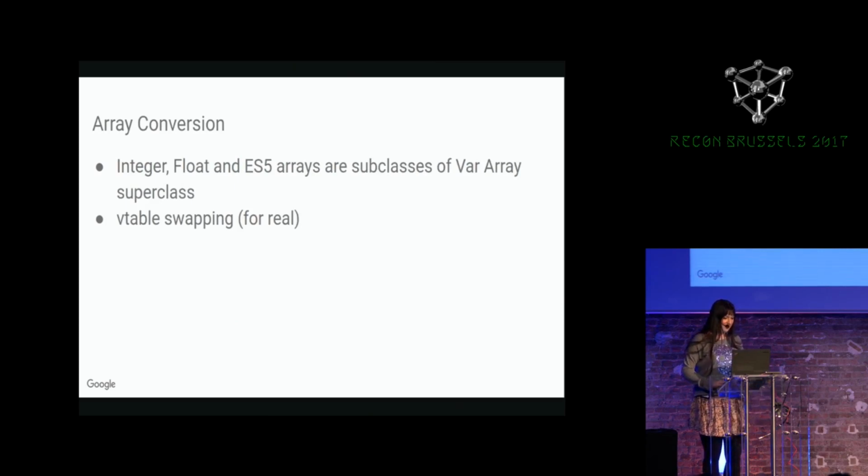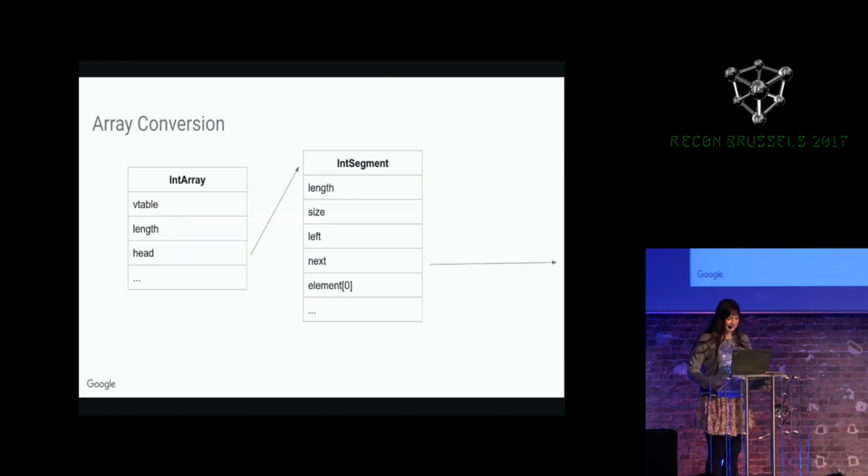And how do they implement this? They actually swap out the V table. They very literally cast the object to bytes and then change the V table to be something different. I found that fairly surprising, but that's what happens. And it did have some interesting consequences with regards to bugs.